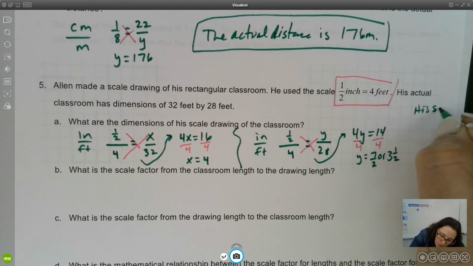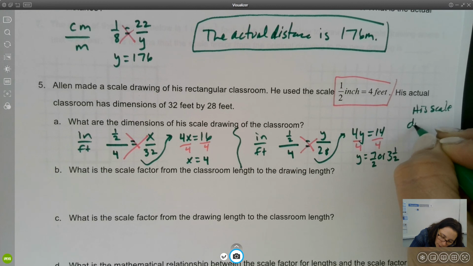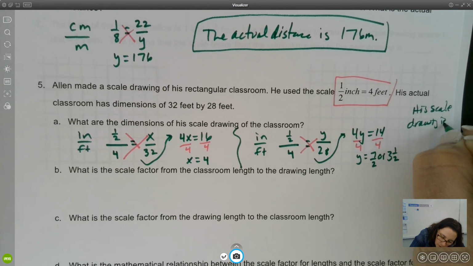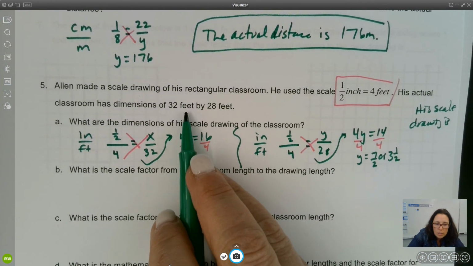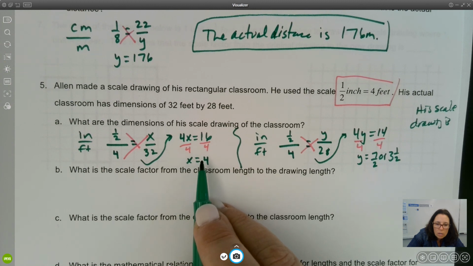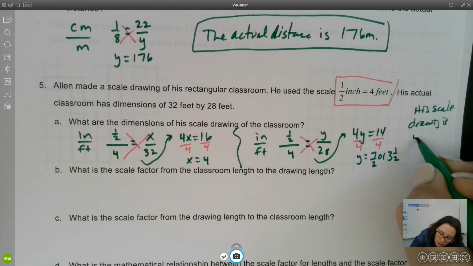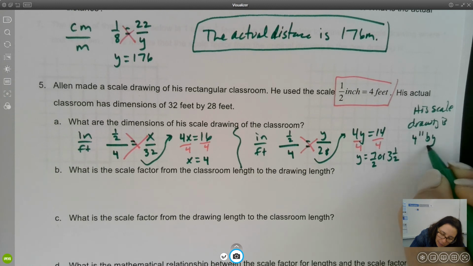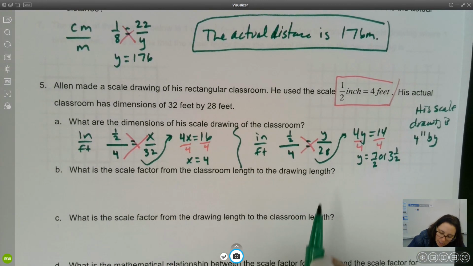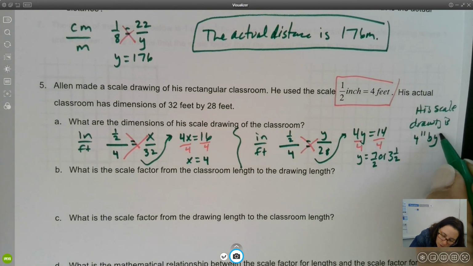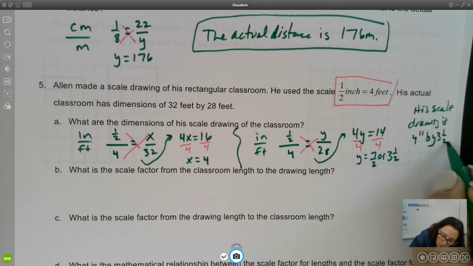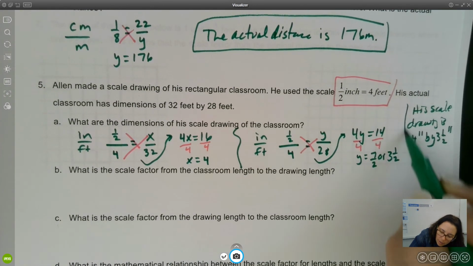So I got to write this kind of small. His scale drawing is, okay, and I need to stay in this order, 4 inches by, and then this guy came out to be 3.5 inches. That's my answer.